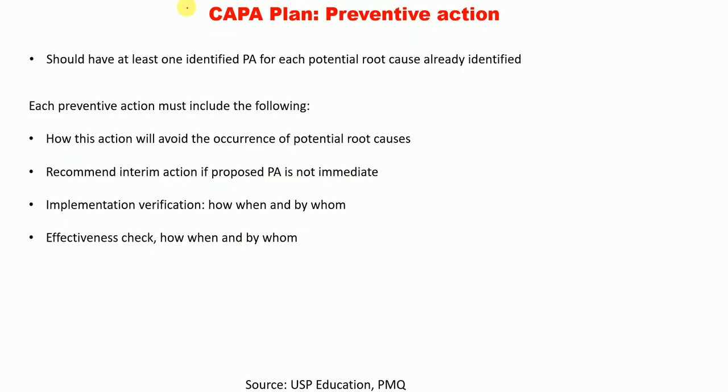So the CAPA plan for preventive action. This CAPA plan should have at least one identified preventive action for each potential root cause already identified. Each preventive action must include how this action will avoid the occurrence of potential root causes. We have to recommend interim actions if the proposed preventive action is not immediate. We have to implement verification: how, when and by whom. We also need to check effectiveness: how, when and by whom.